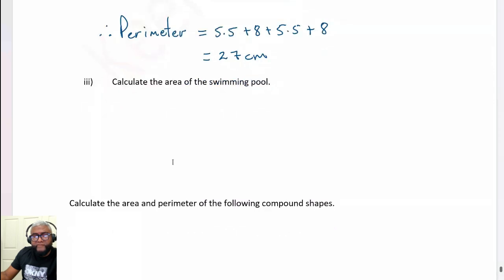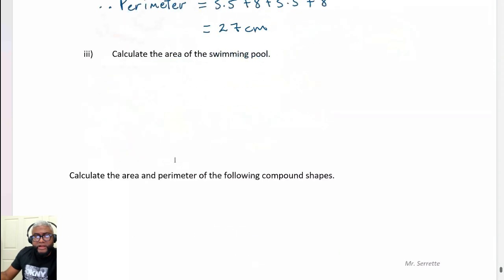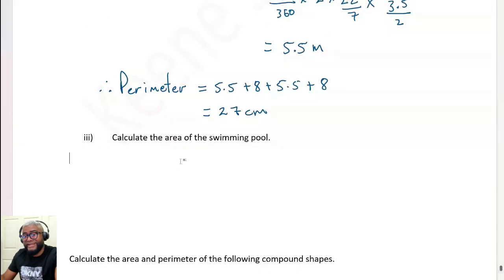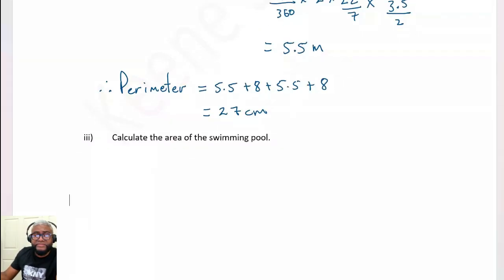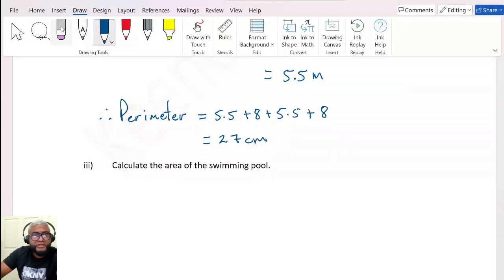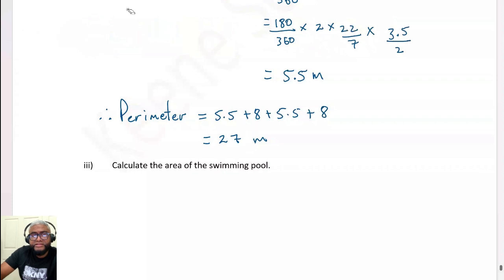Let me go on to the area of the sector now, the area of the swimming pool. Somebody asked whether it is 27 centimeters or 27 meters. It is meters. Thank you very much.